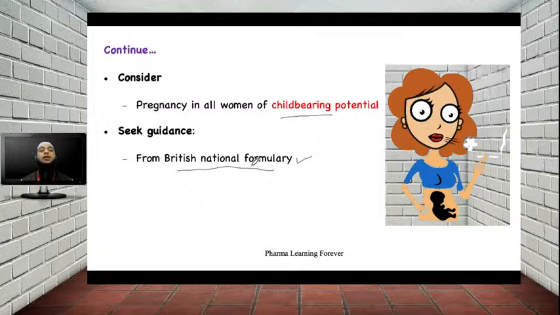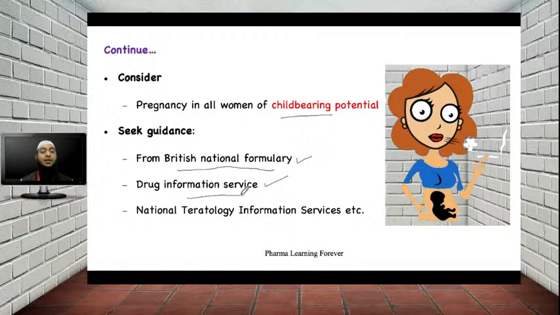So if you want to study that in detail, you can refer to the British National Formulary, where you can search for the drug for the pregnant woman or the teratogenic drug. You will get a good amount of information. Likewise, another database is the Drug Information Service, where you will also get good information about medicine given to the pregnant woman. And lastly, the National Teratology Information Service will give you good information about all those drugs which produce a teratogenic effect in the fetus.